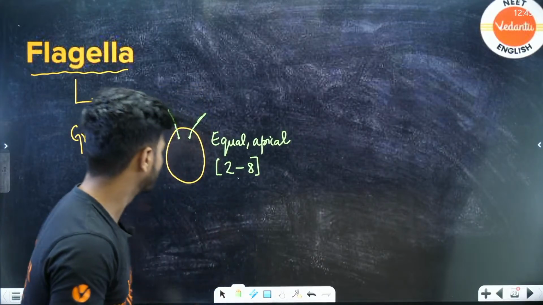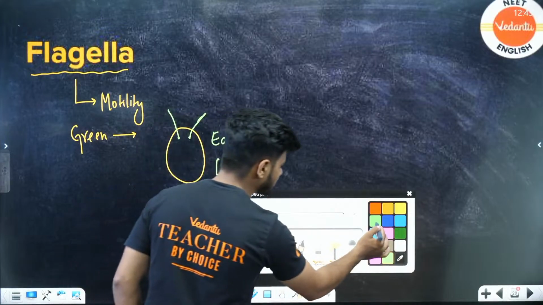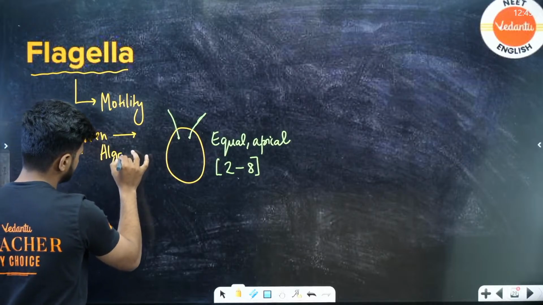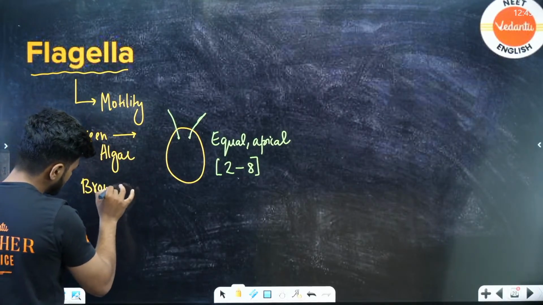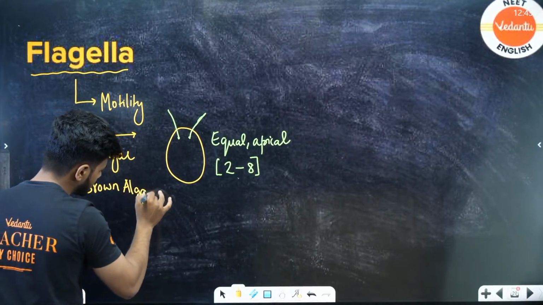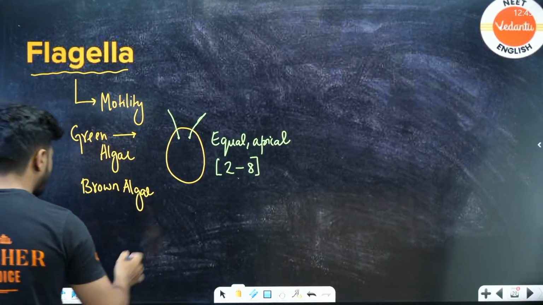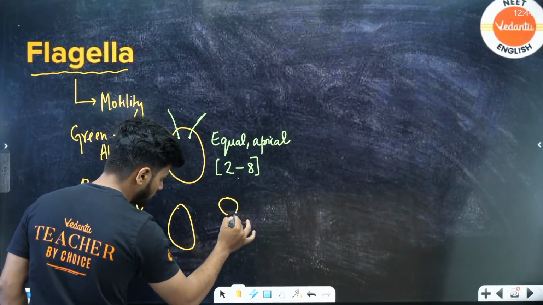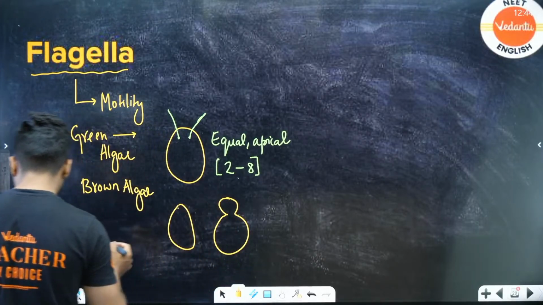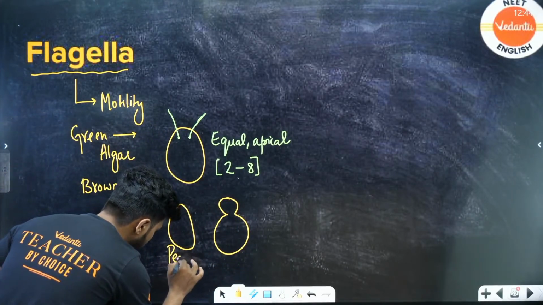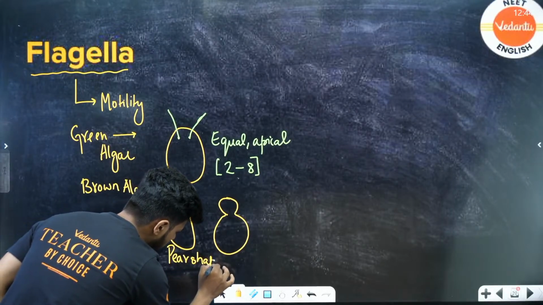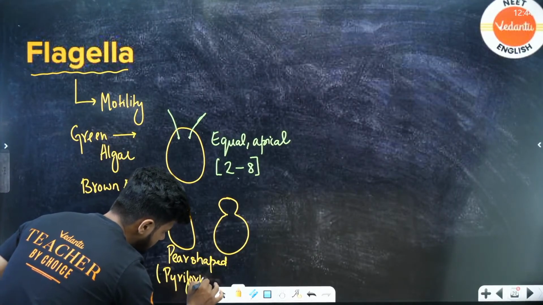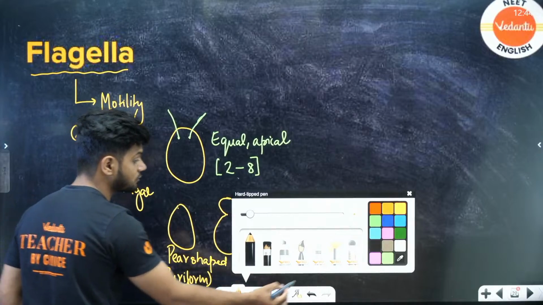Clear, all of you? Now, what about your brown algae? In the case of your brown algae, your flagella is a little weird. For example, it is sometimes pear-shaped or pyriform. We call it pear shape or pyriform in nature. Now, what happens to the flagella?